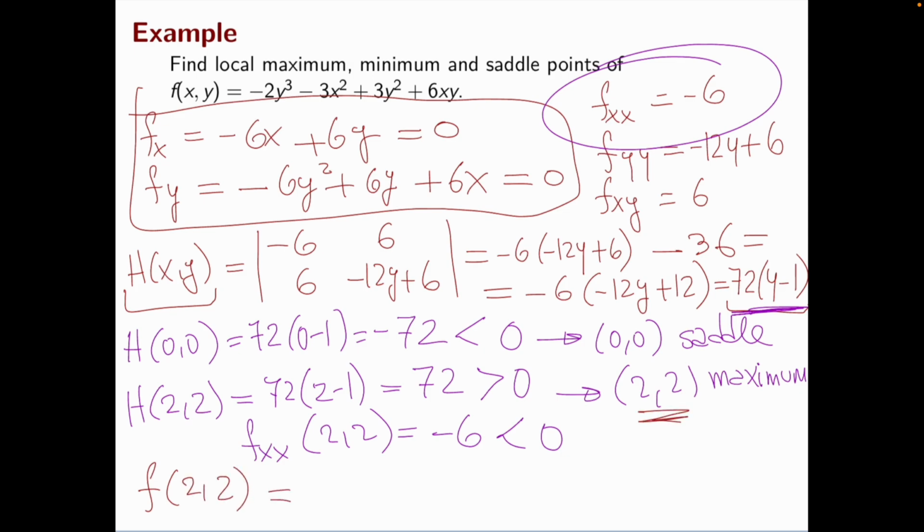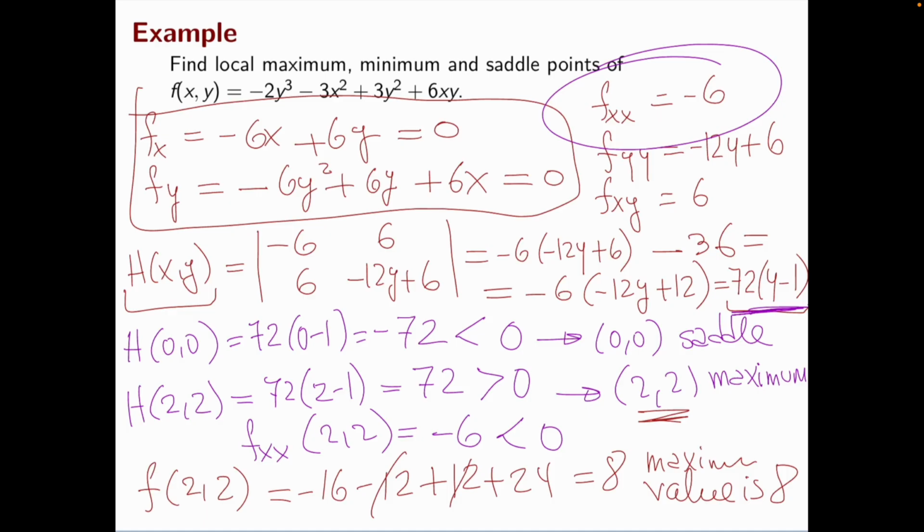So at 2, 2. We plug in here, and we have minus 2 times 2 cubed, so 2 cubed is 8 times 2, 16, with a minus in front is minus 16. Then we keep evaluating here, minus 12 plus 12 plus 24, so this cancels, 24 minus 16 is 8. So the maximum value is going to be 8. If we see the graph of this function, it's going to be at the height of 8, where we have this local maximum.